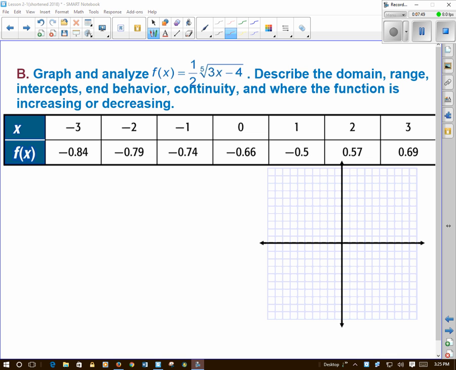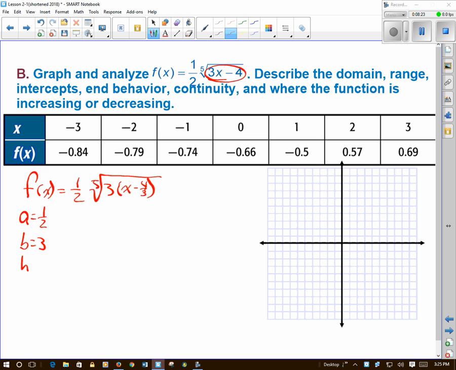So first, if we look at that from the standpoint of transformations, we rewrite it as f of x equals 1/2 fifth root of 3x minus 4 thirds. Remember that we always want to factor out that coefficient of x from what's inside of here. So we see from that we have an a value of 1/2, a b value of 3, and an h value of 4 thirds. So that's going to help us a little bit in graphing.